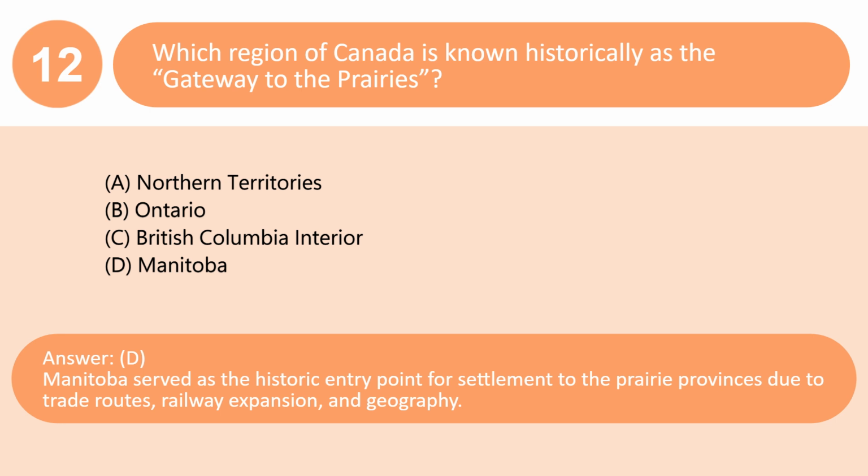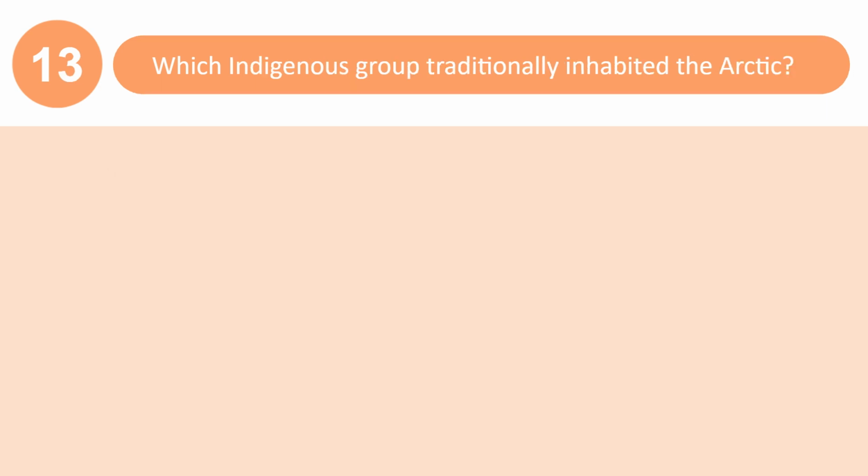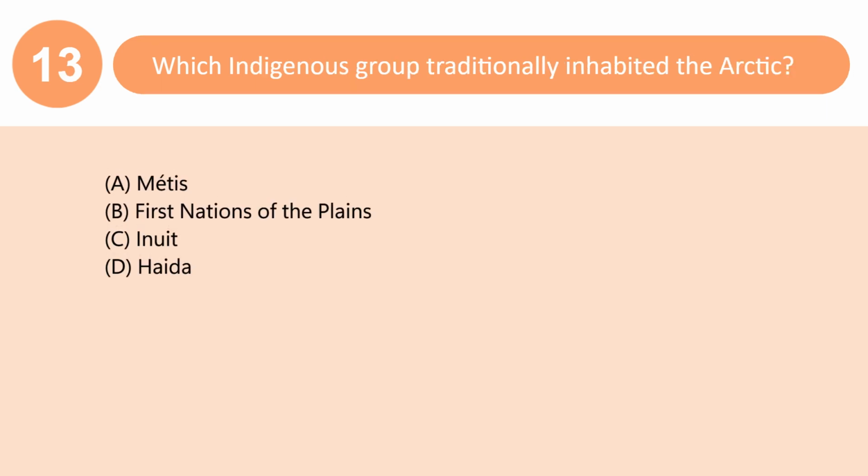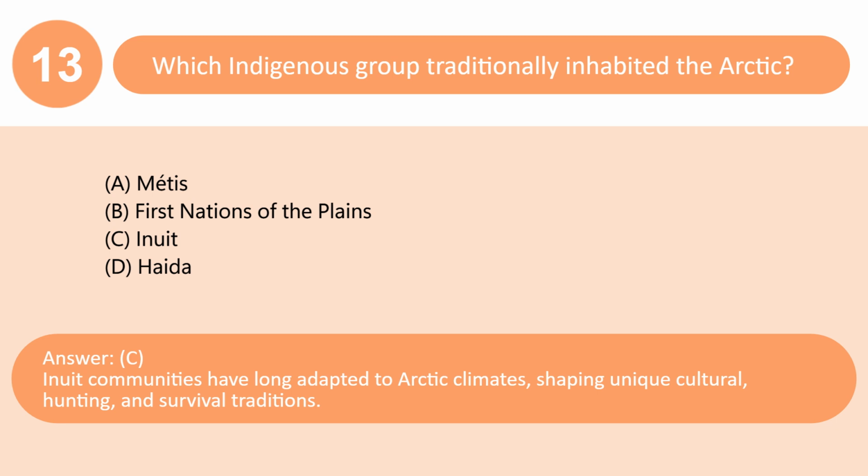railway expansion, and geography. Which Indigenous group traditionally inhabited the Arctic? A. Métis. B. First Nations of the Plains. C. Inuit. D. Haida. Answer, C. Inuit communities have long adapted to Arctic climates, shaping unique cultural, hunting, and survival traditions.